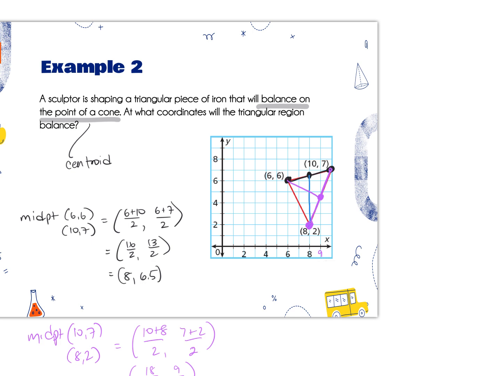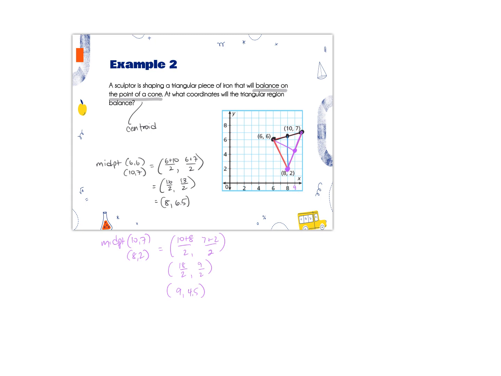And then the last one I'm going to do, I'll make it this blue line here. Actually, hold on, let's keep it with red. So it's going to be this red line here that's left over. And again, I need to find the midpoint of the red line. My coordinates are 6, 6 for one endpoint and 8, 2 for the other.